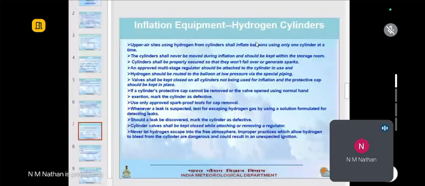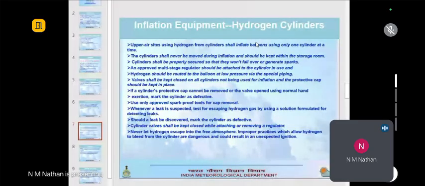Then the cylinder valves are to be closed properly before and after attaching and removing the balloon or regulator. Never let the hydrogen escape into the atmosphere. Improper practices which allow the hydrogen to flee from the cylinder are dangerous and could result in an unexpected ignition. So you should not release the hydrogen gas into the atmosphere.